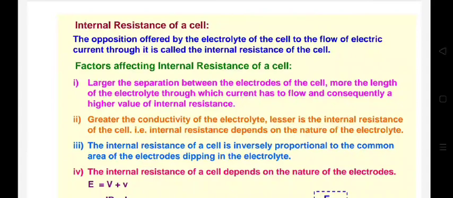Next point, it is inversely proportional to the area of the plates dipped in the electrolyte. The internal resistance of the cell is inversely proportional to the common area of the plates dipped in the electrolyte. And lastly, the internal resistance of the cell depends upon the nature of the electrodes. What kind of electrodes are we using in the cell? So it also depends upon the nature of the electrodes.